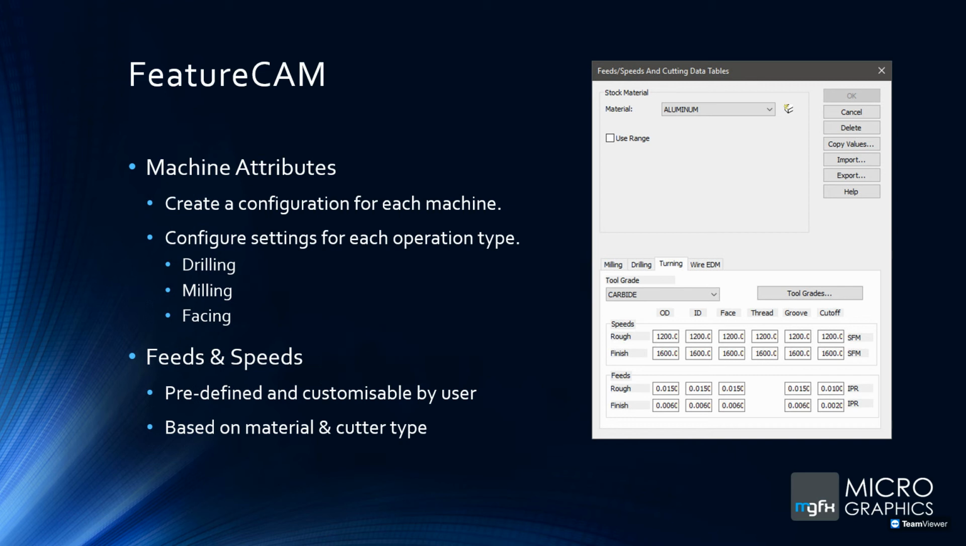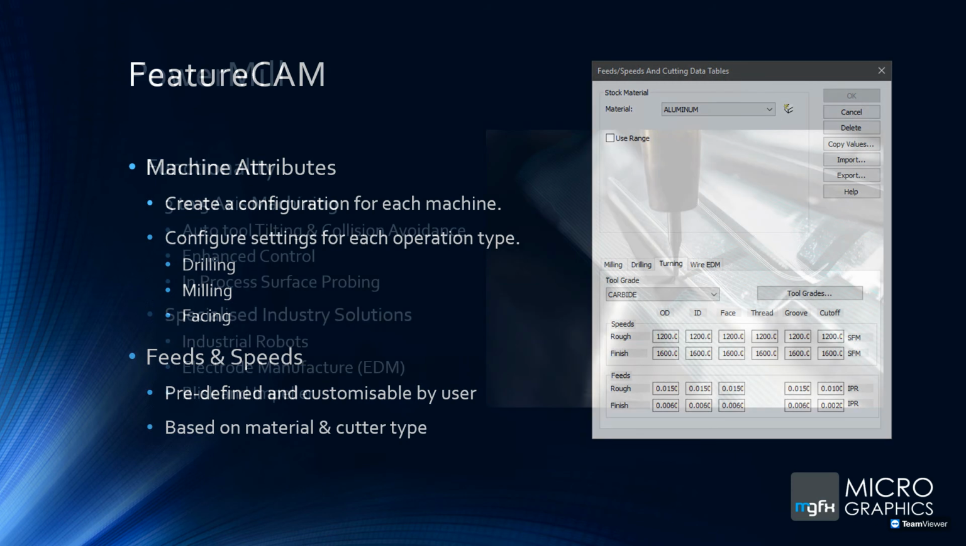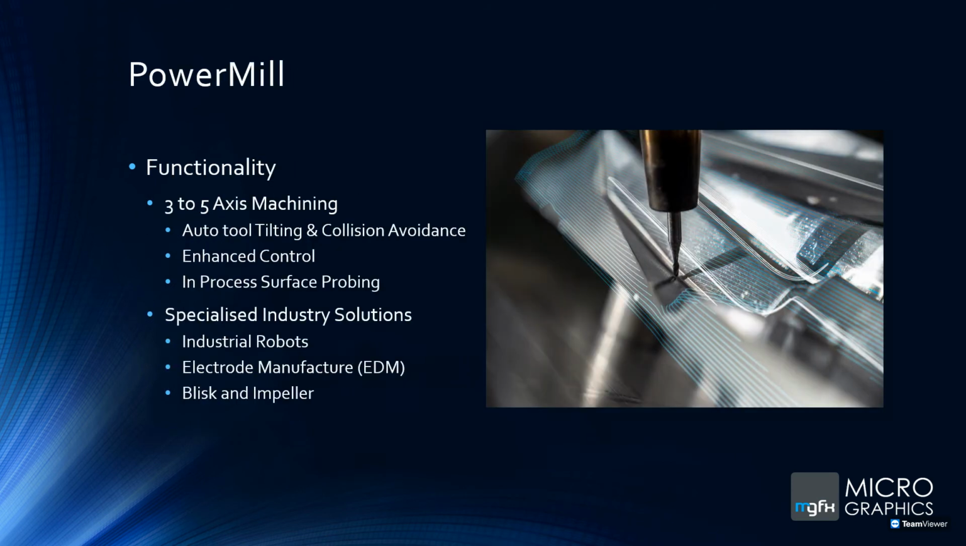Next, we will look at PowerMill. So PowerMill's functionality will have some overlap with FeatureCAM. However, it has a much larger suite of machine types it can program for. So these features, once again, include 3-axis, all the way up to 5-axis simultaneous machining, but you can also include auto tool tilting and collision avoidance, as well as your in-process surface probing. So there's a lot of overlap there.